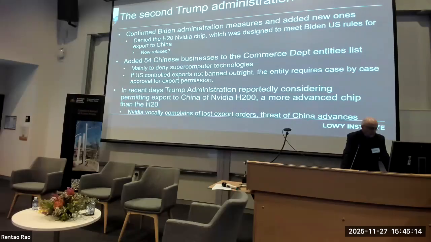And the Trump administration tightened up a few other rules, mainly on supercomputer technologies. Strangely, there are reports in recent days that it's considering permitting export to China of the NVIDIA H200, which is a much more advanced chip than the H20, possibly under pressure from NVIDIA and the rest of the tech community.